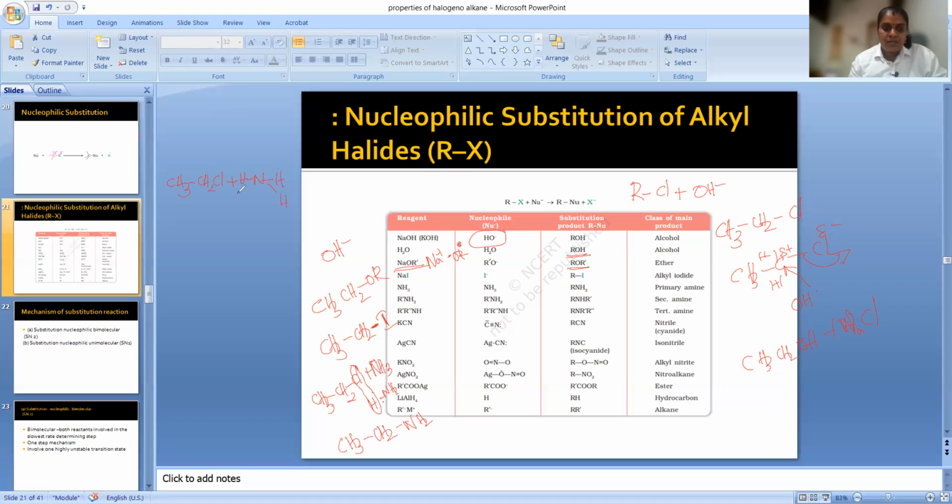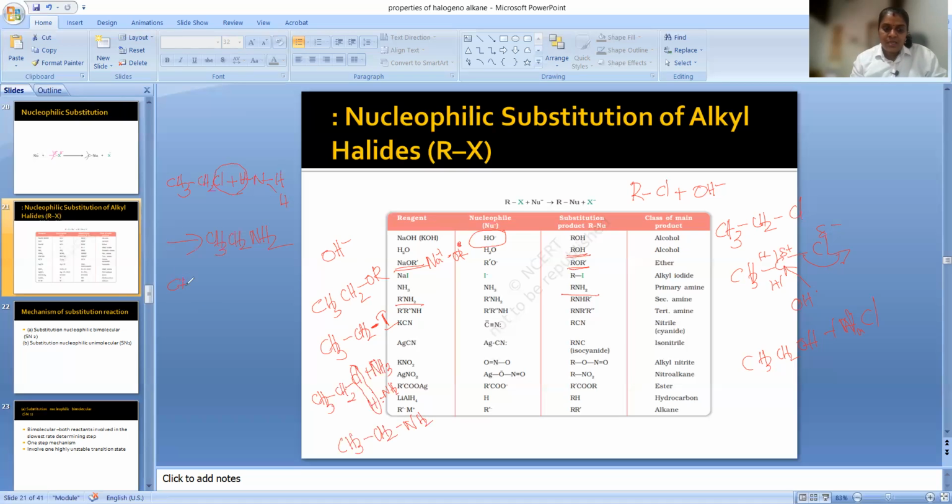Okay. So here H and Cl will be removed, and then we will get the product CH3CH2NH2. That is what is written here as RNH2, a primary amine we are going to get. If ammonia is reacting, we'll get a primary amine.